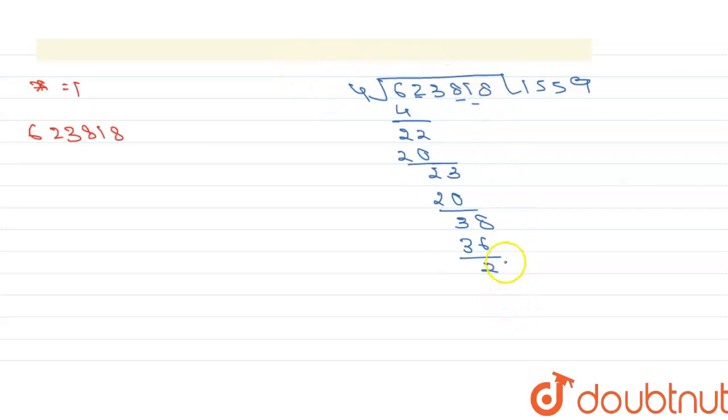This 1 will come here. Again 4 into 5 is 20. The remainder comes 1. This 8 will come here. 4 into 4 is 16. The remainder comes 2. So as we can see that clearly 623818 is not divisible by 4.